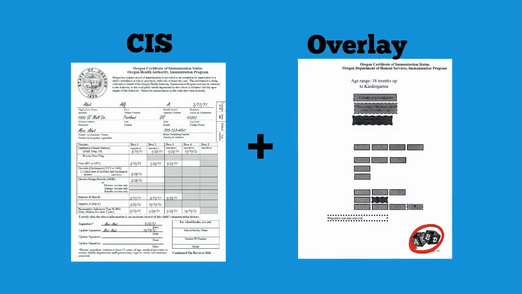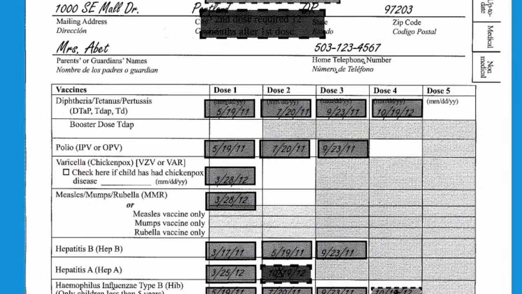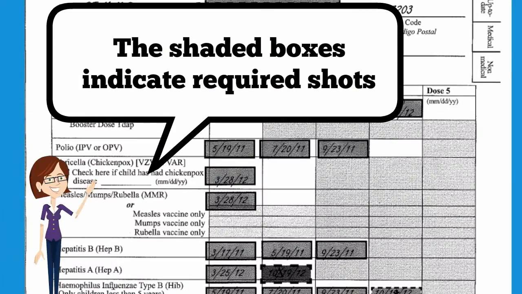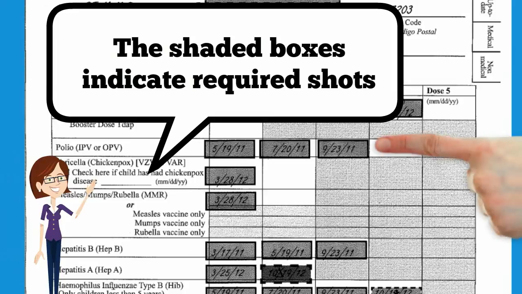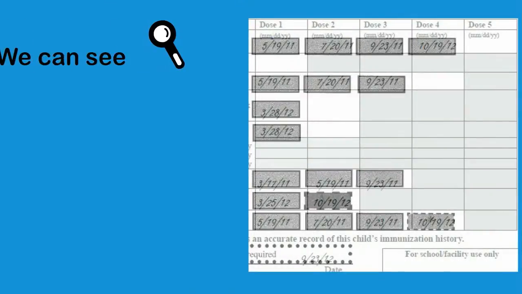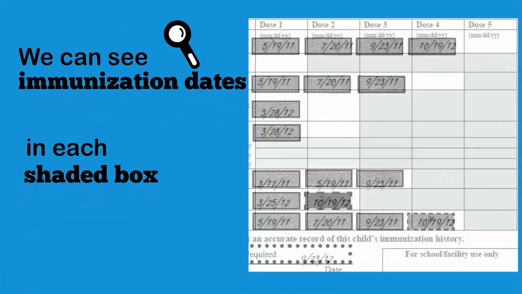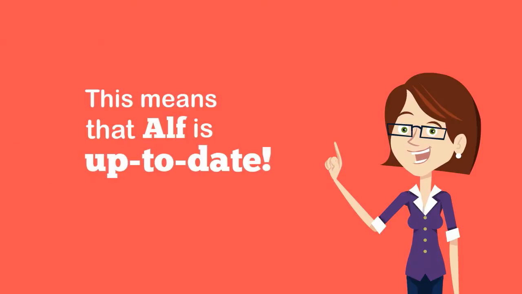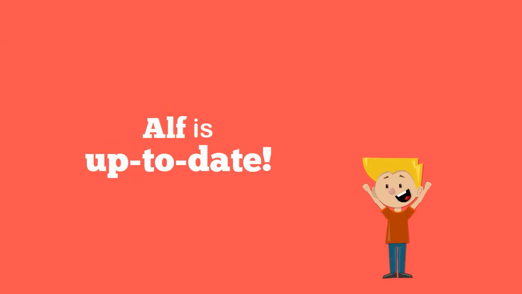Next, we'll place the appropriate overlay onto his CIS form. We want to see dates in all those shaded boxes. Good news! Alf is up to date. Now we can note this on his CIS form.